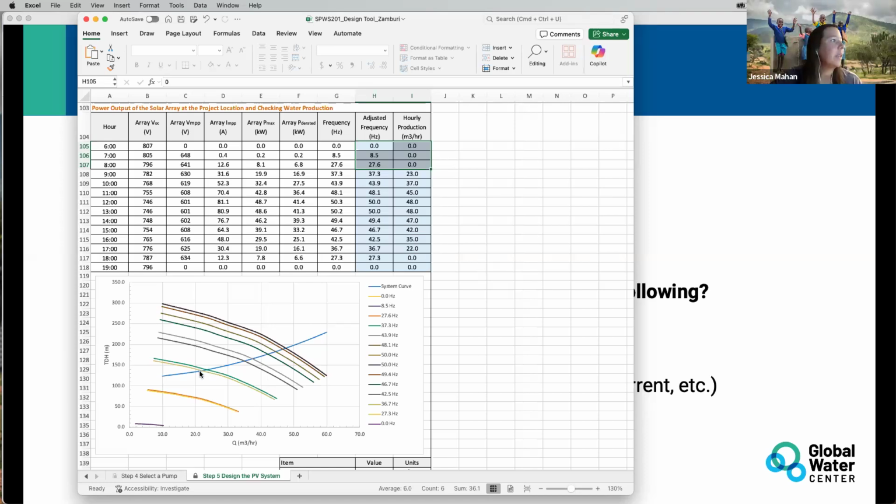Yes, and so for all the points that do intersect the curve, you can do those visually. It's the simplest way, just a visual check of what the flow will be by going straight down. Yeah, a visual check is the simplest way to estimate what your production will be.